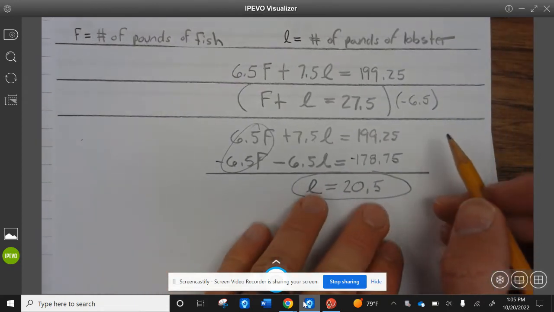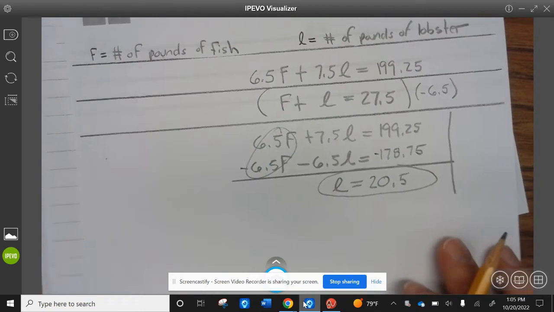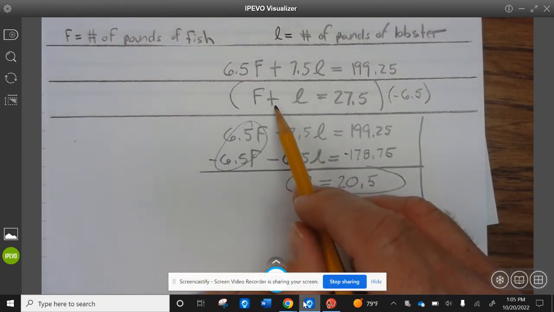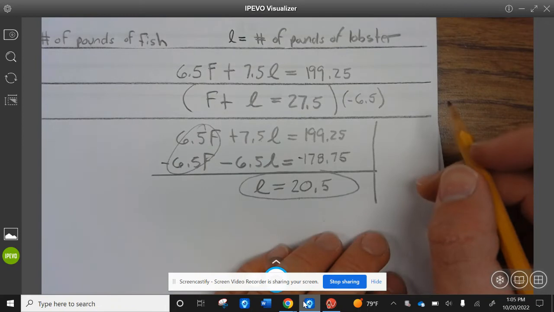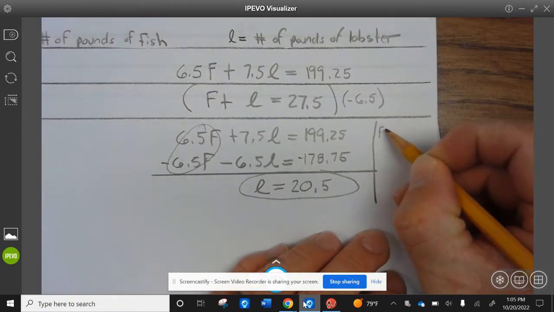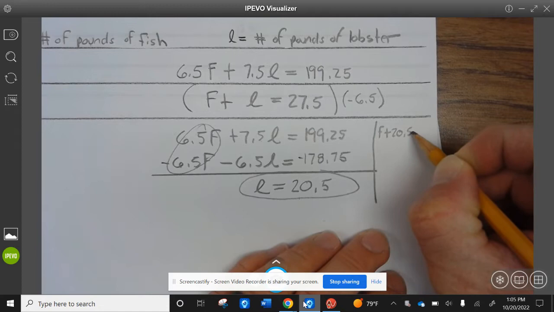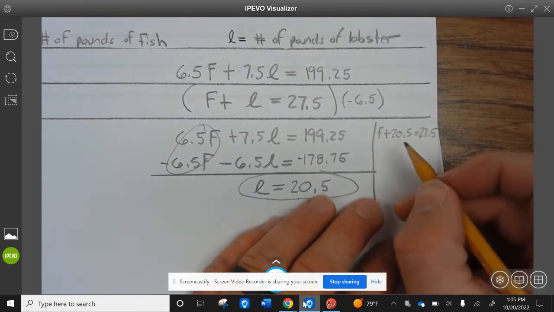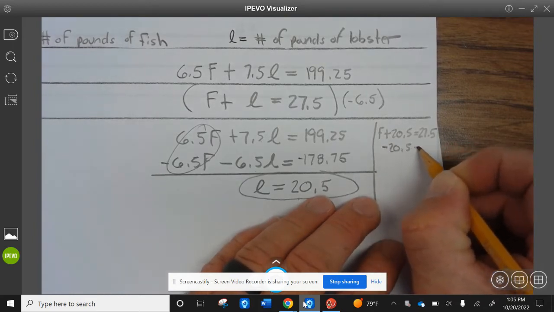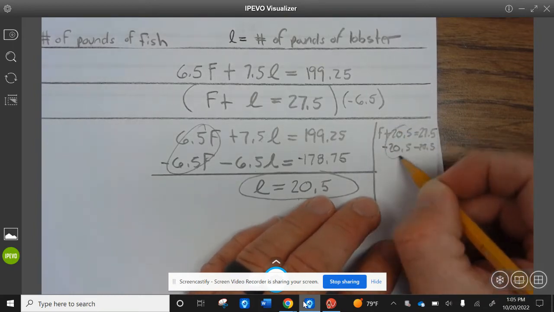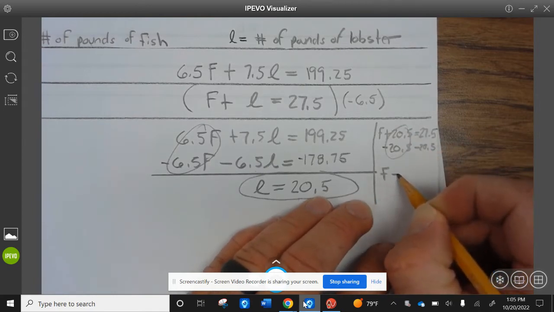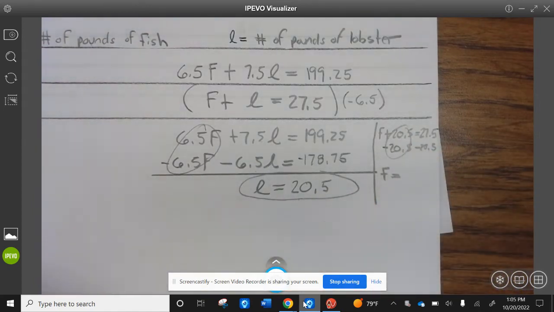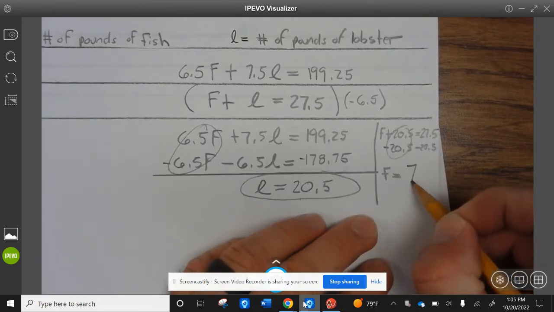All right, now I'm going to plug this into the second equation and solve for f. So f plus 20.5 equals 27.5. So subtract 20.5. That becomes 0. You get f equals 7. So f is 7.